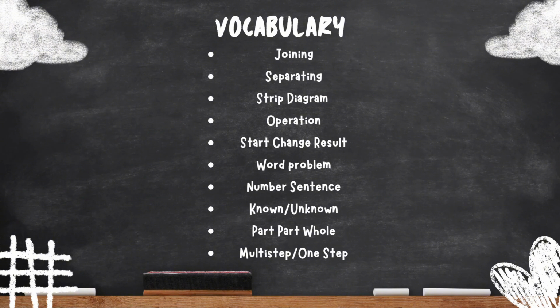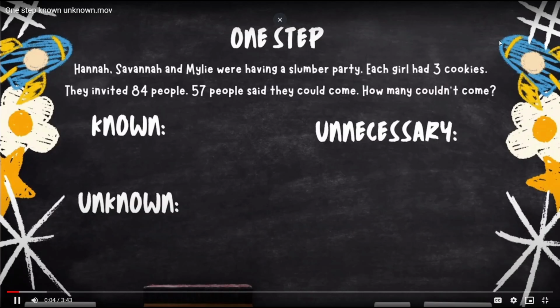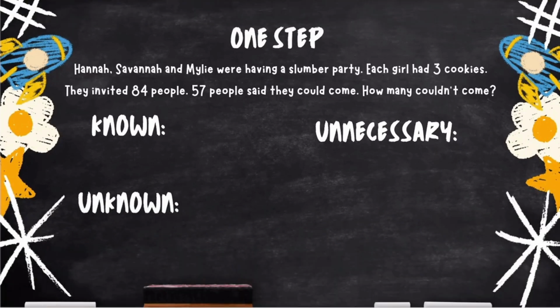Other words I might use are word problem, number sentence, or even equation, known and unknown, part whole, which is a type of strip diagram, and then kids need to hear if it's a multi-step problem or a one-step problem. These are all words your child is not using in everyday social conversation. So these are words that have to be taught explicitly for them to understand the concept of word problems. Okay, so let's look at our first example of a one-step word problem.